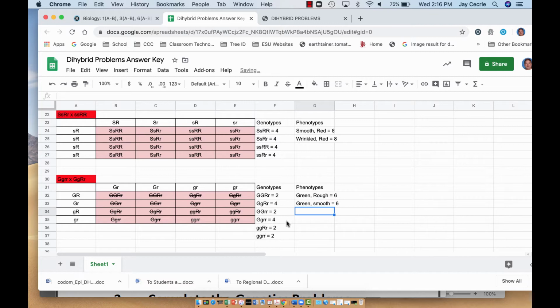Now we have the 2 little g's and a big R. The opposite of green was yellow, and R stands for rough, so there are 2 of those. Then for the lowercase ones, those would be yellow and smooth seeds, and that'll be 2. Again, just double check that these numbers add up. We talked about this in class, but it's good to do a quick check. So I got 6, 12, 14, 16. 4 plus 2 is 6, plus 2 is 8, plus 4 is 12, plus 2 is 14, plus 2 is 16. So that one should be good.